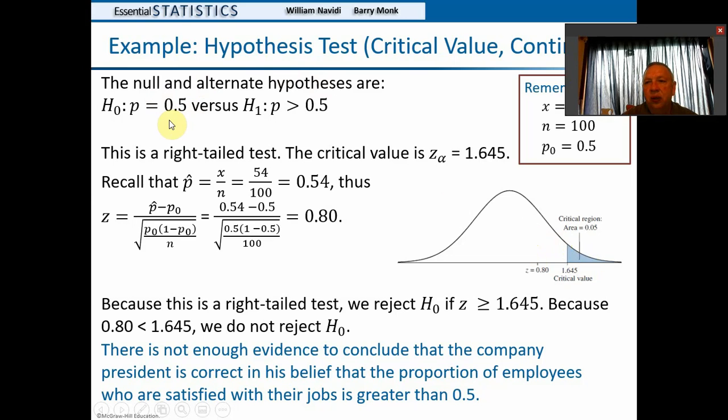So it is possible that the true population proportion P would be 0.5 or less, somewhere less. It could be 0.49. But we fail to reject that possibility all the way up to 0.5. So we can't really say that it's greater than 0.5. It could be 0.5 or less. So at the alpha 0.05 level, there is not enough evidence to conclude that the company president is correct in his belief that the proportion of employees who are satisfied with their jobs is greater than 0.5. And that's the critical value region method.